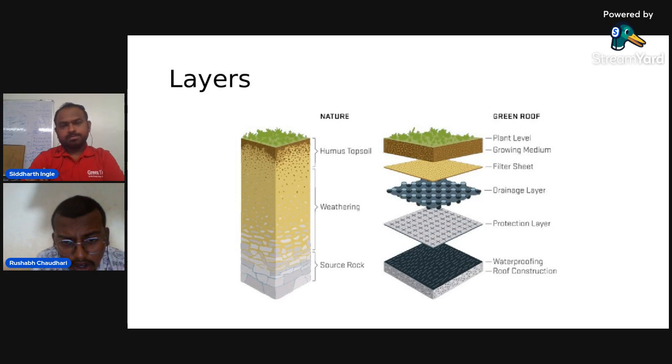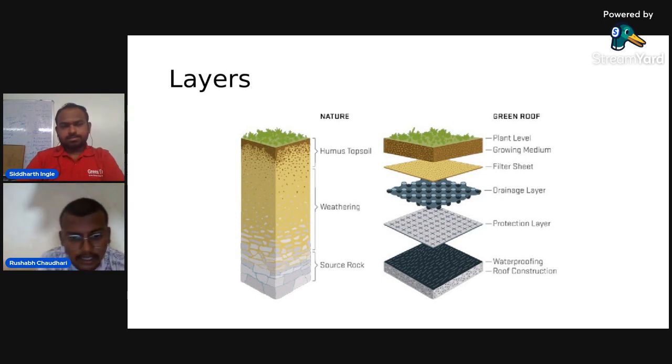Below that there is a filter sheet. This filter sheet acts as a barrier for soil particles, so the complete substratum does not move down onto the drainage layer. At the bottom of the filter layer there is the drainage layer. The drainage layer is like a tray. It has small cups; like if you have seen an egg tray, it has projections and shallow pits where we keep the eggs. So this is a kind of drainage layer where water accumulates. Excessive water which is runoff from the substratum is accumulated.